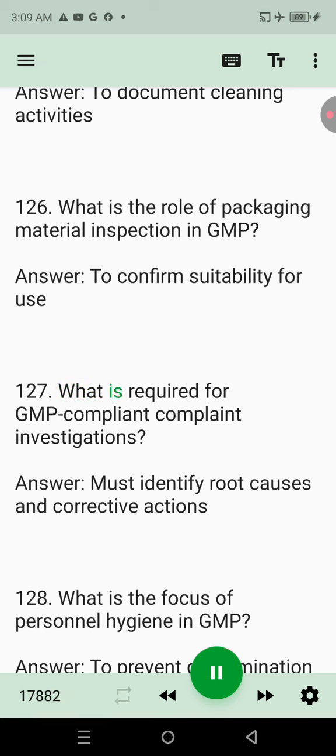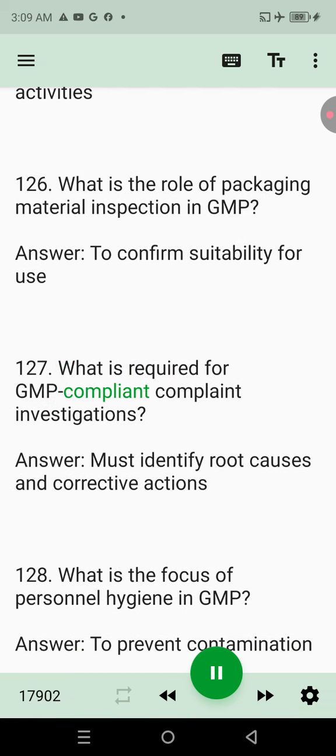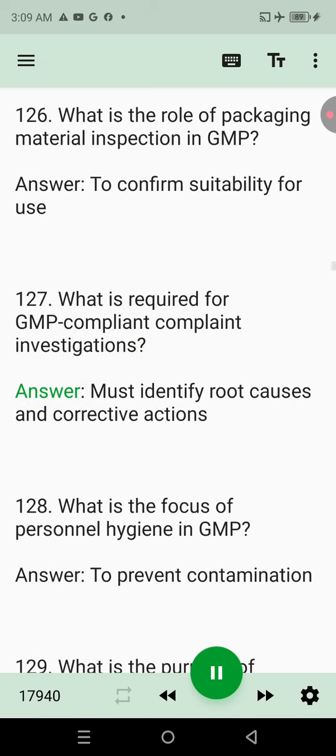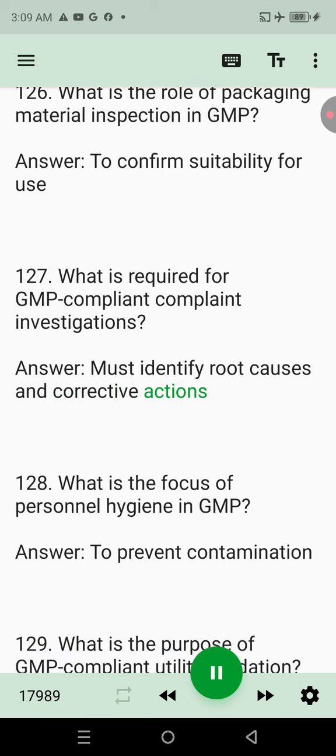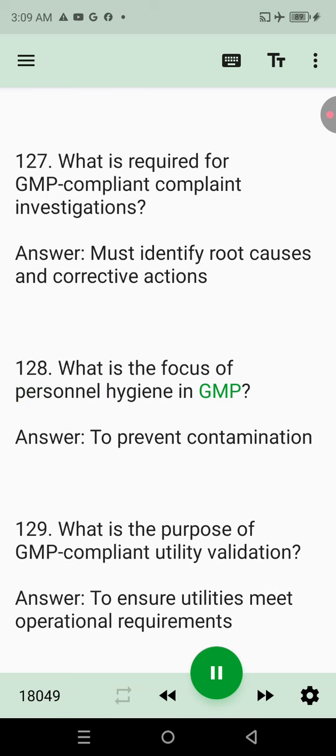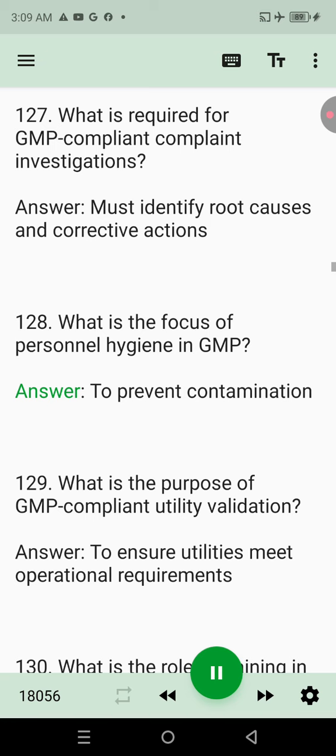127. What is required for GMP-compliant complaint investigations? Answer: must identify root causes and corrective actions. 128. What is the focus of personnel hygiene in GMP? Answer: to prevent contamination.